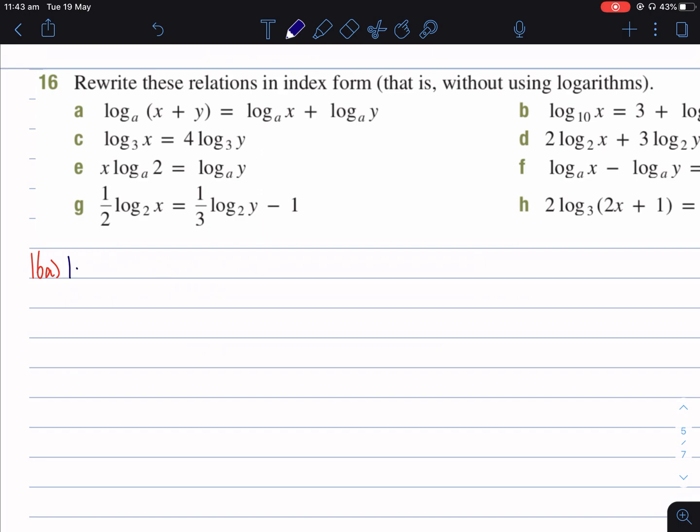So we've got log base a of x plus y. We're showing that it equals log base a of x plus log base a of y. What that means is a to the log base a of x plus log base a of y equals x plus y. Because remember, if I have log base 2 of 8 equals 3, then that means 2 to the 3 equals 8. It's just a different way of rewriting it.